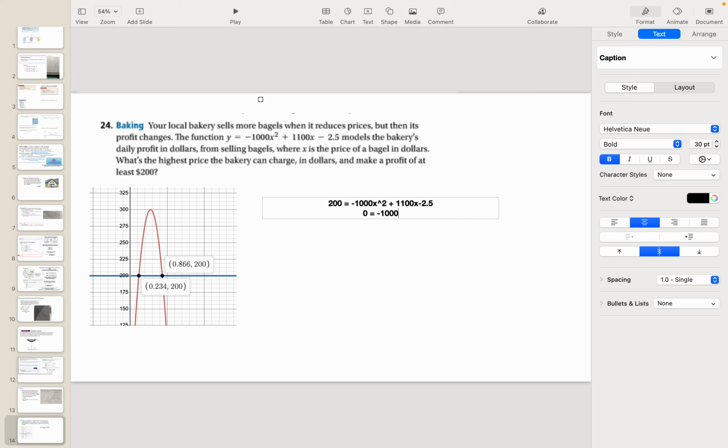So I still have negative 1,000 x squared plus 1,100x, and then let's see here, I'm subtracting 200, so negative 200 minus 2.5 is negative 202.5. Now, we're not going to factor this, right?